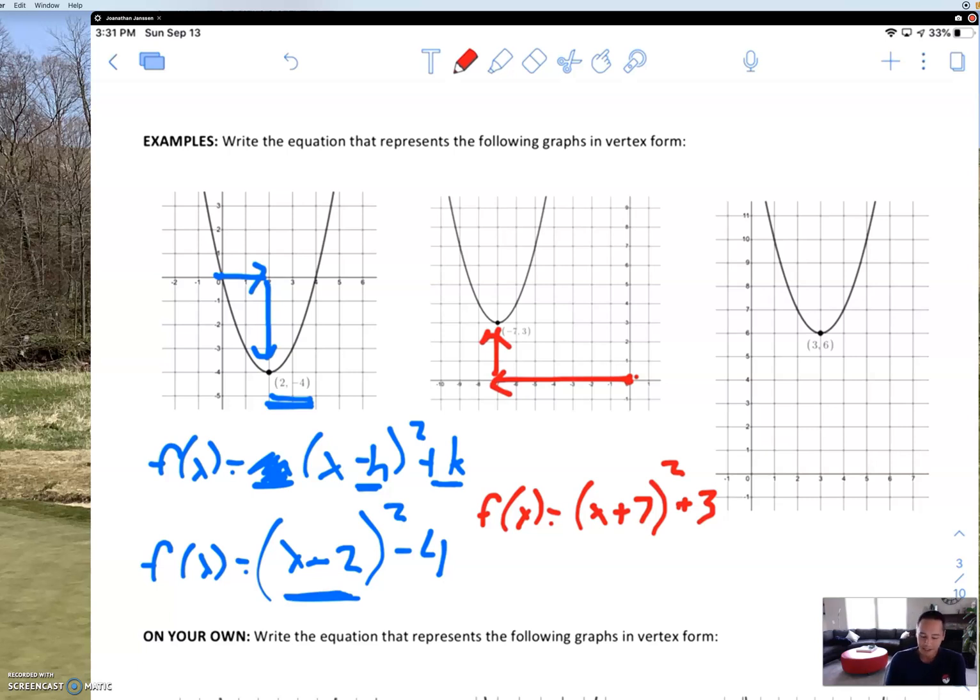Now I want to point out the most common mistake that I'm going to see in these problems isn't anything to do with the 7 or the 3. A lot of times you'll forget to put that squared up there. So just make sure you put a squared there, otherwise it's not a quadratic function.